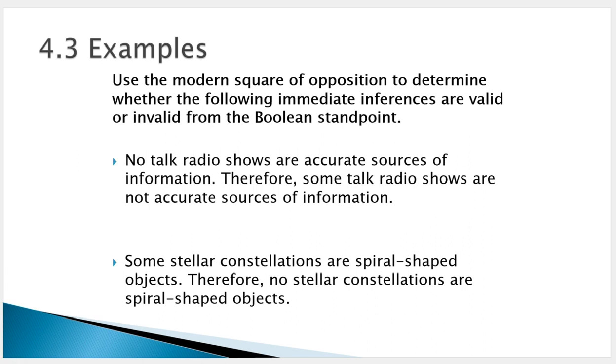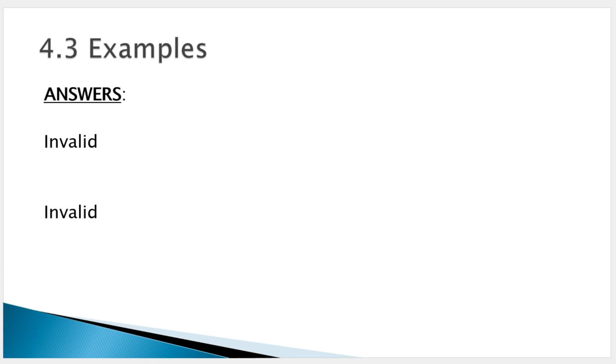All right, here are some examples using the modern square of opposition to determine whether the following are valid or invalid from the Boolean standpoint. Okay, so read these, press pause, and then write down whether it's valid or invalid. And here are the answers. Let's see how you did. They are both invalid from the Boolean standpoint. Remember, Boolean doesn't care whether it exists or not.